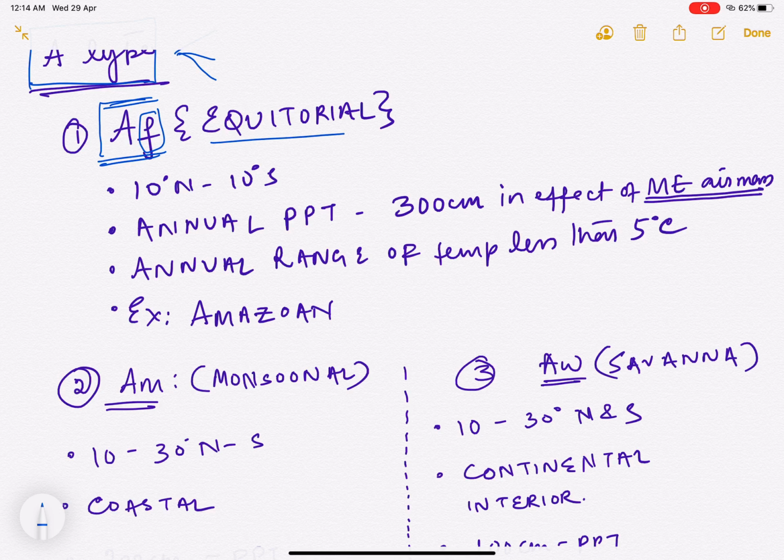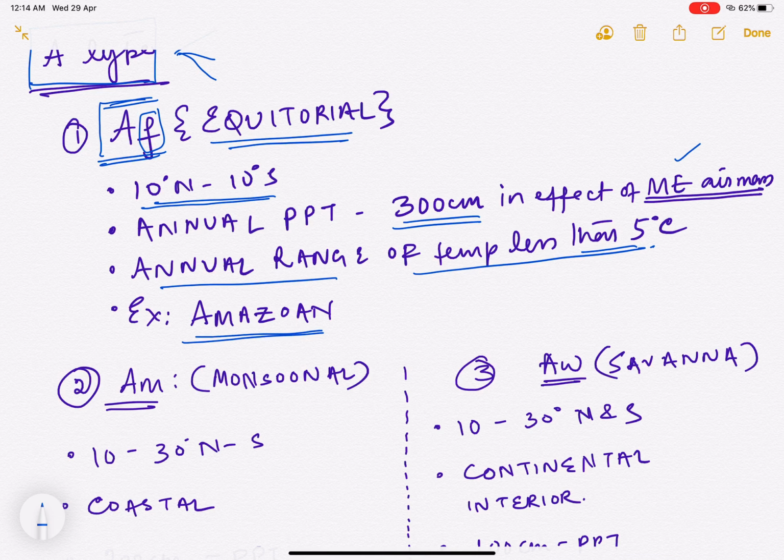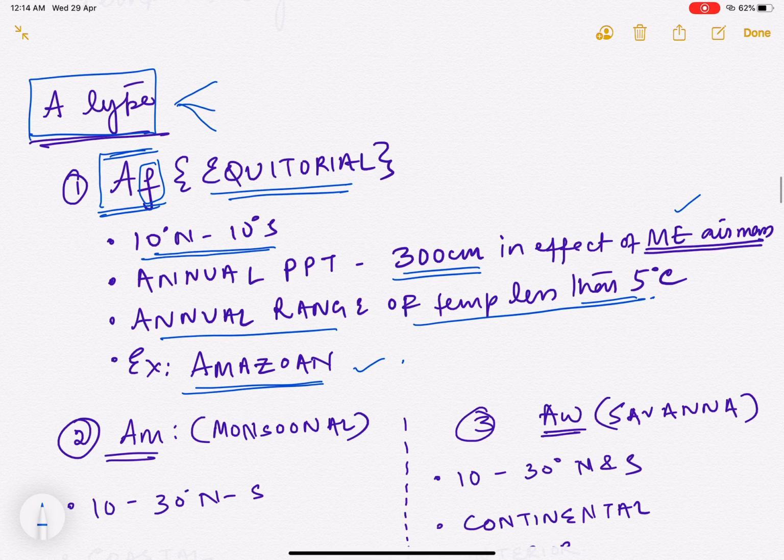First of all, this equatorial kind of the climate is located between where? 10 to 30 degree north and south. Annual precipitation how much? 300 centimeter. In effect of maritime equatorial air mass. Annual range of temperature is less than 5 degrees centigrade. Example is your Amazon. See, what was the A type?